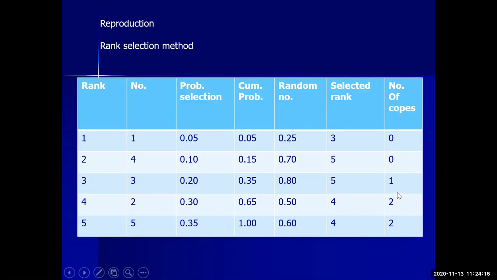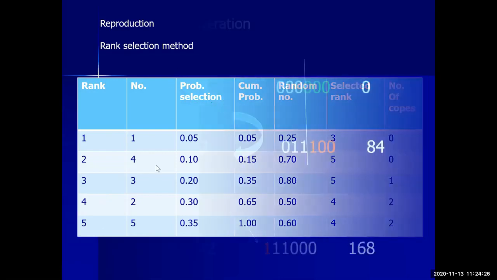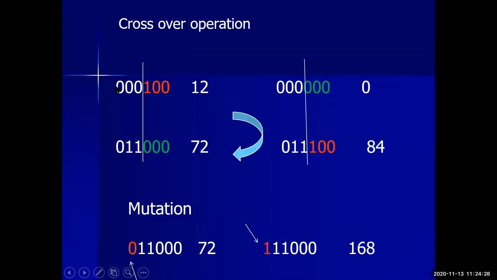Now with this intermediate population, we need to apply the second operation, that is crossover. For crossover, I have taken the fifth sample and the first sample. Here is the binary number of the first sample, and here the binary number of the fifth sample. The crossing site is taken as third. Now, the outcome after crossover.